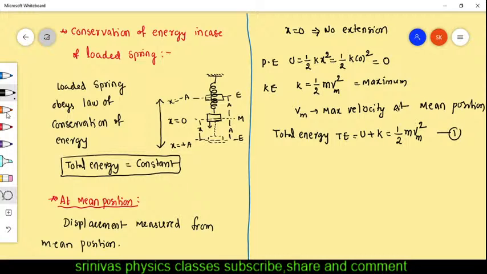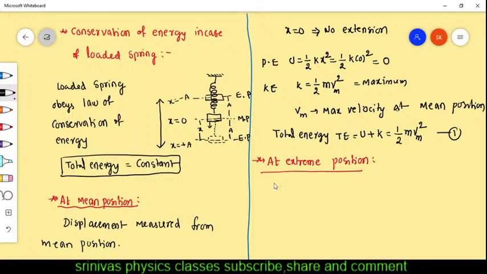And next, if you go to the extreme position, what happens, what types of energies does it have? If you have any doubt, you can write in the comment box. At extreme position, what types of energies does it have? Extreme position means what? I will write here, this is the extreme position. And this is the mean position, and this is also an extreme position.